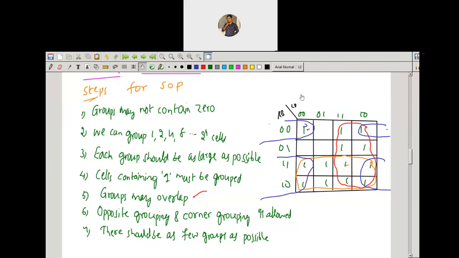That is, you can group the entire four cells, these four corners. That is called corner grouping. Let me show that corner grouping here. You can group these four corners. It's called a corner grouping. Okay, so opposite grouping and corner grouping are allowed.